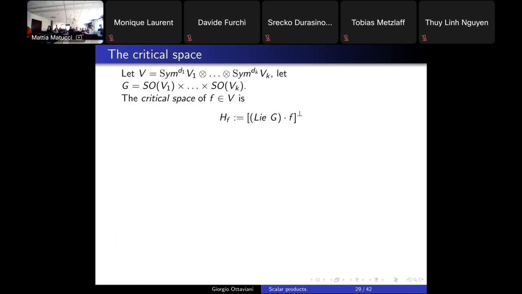Okay, now let me go a bit. I am always optimistic on the time. There is a result that works on any tensor space. You have a tensor in the tensor space when you have a group acting. You can define the orthogonal to the tangent space of the orbit. Now, Lie is the tangent. Let's make a picture.